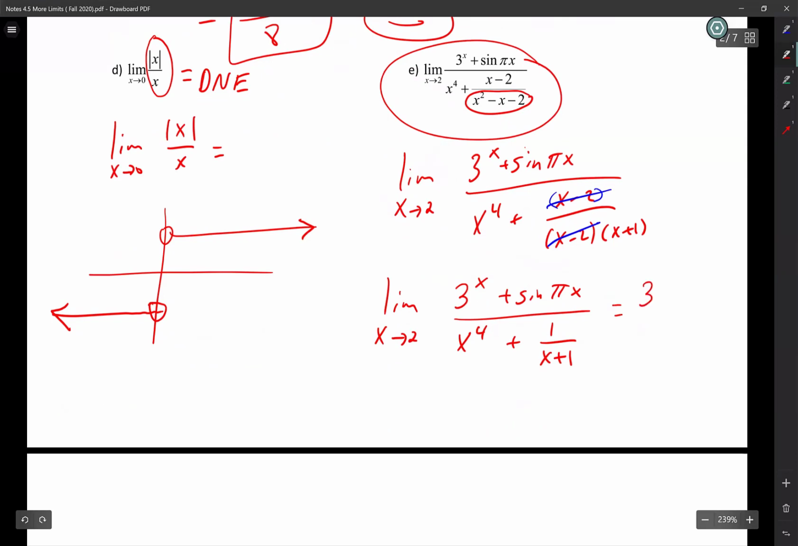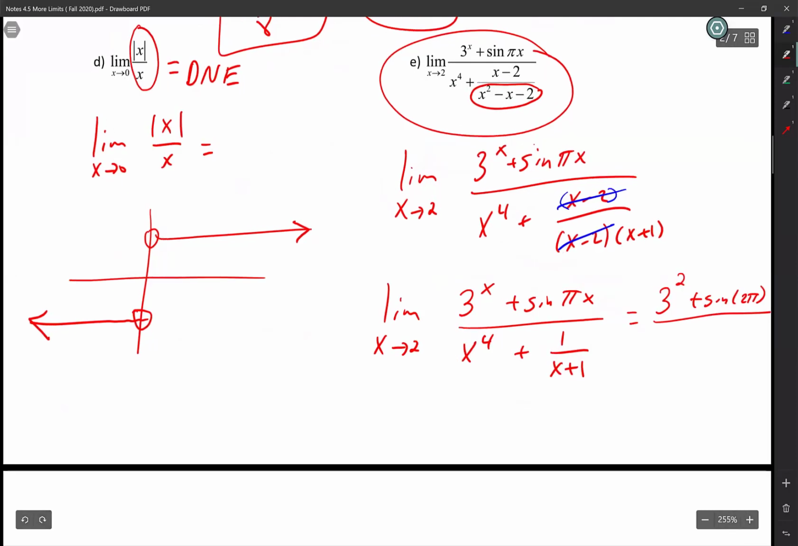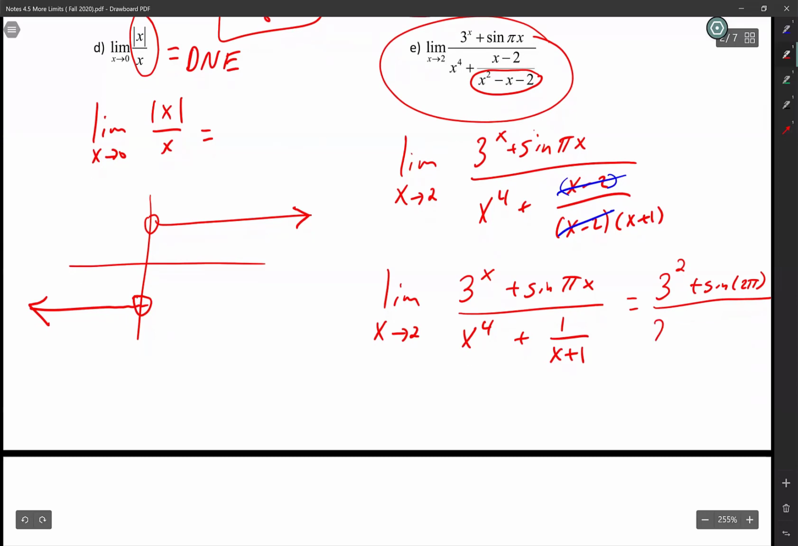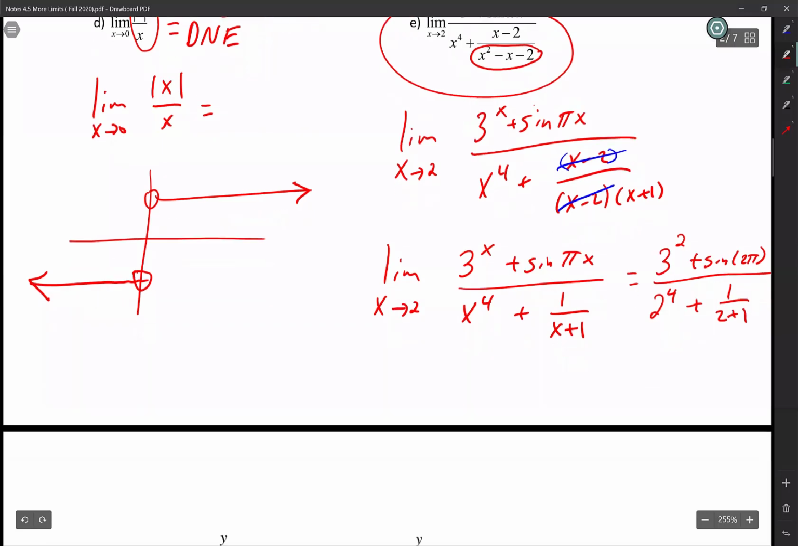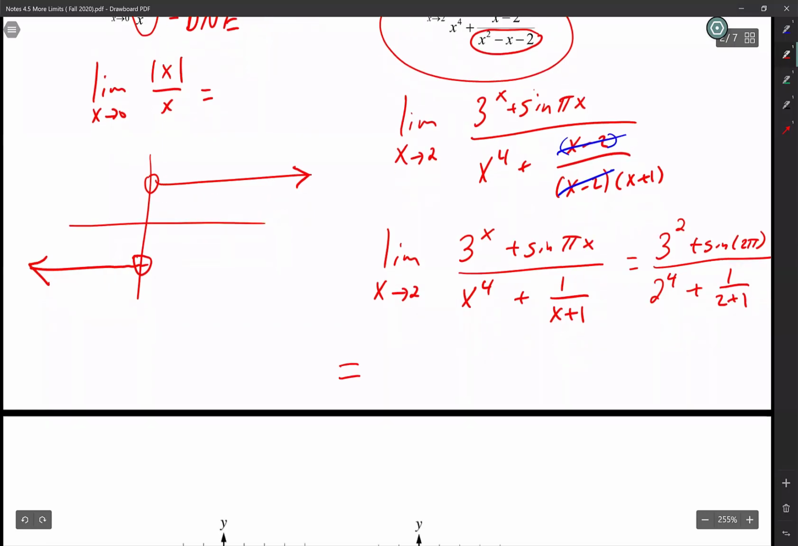So we have 3 squared plus sine of 2 pi. And yes, I know sine of 2 pi is 0, but I just want to reiterate. Any chance I get a chance to do pre-cal again, we'll do a little bit of pre-cal. 2 to the power 4 plus 1 over 2 plus 1. And on the AP exam, you can actually leave it like that. And I will actually encourage you to leave it like that if you are prone to accidents. But if you are not prone to accidents, I'm going to say you keep going.